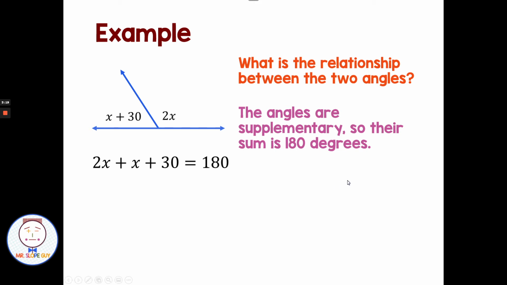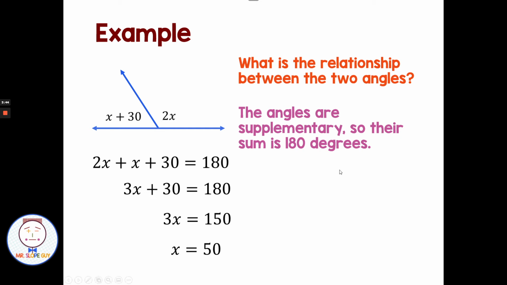On the other one we had, they added up to 90 because they were complementary. This one, the two angles together are supplementary, so they make a straight line. Notice our equation now equals 180. We can combine like terms, subtract 30 from each side, divide by 3, and I get x is 50.